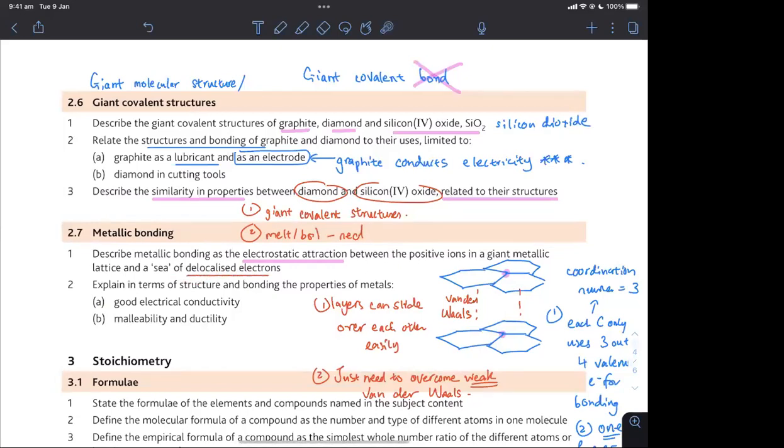Delocalized means they are not inside the shell. Why are they not inside the shell? Because there is no non-metal. There is nothing to accept the electron. The electron is just being lost from the outer shell of the metal atoms. Then you get positive ions and you get delocalized electrons.